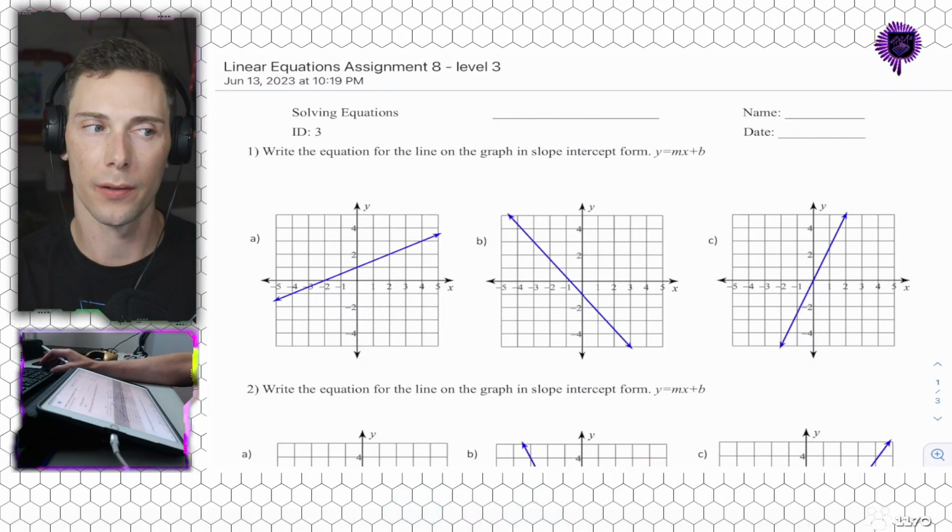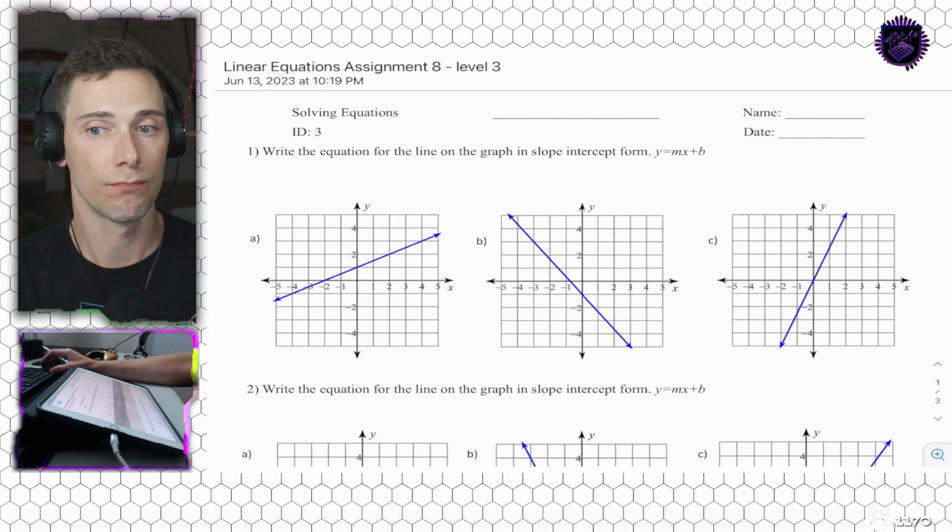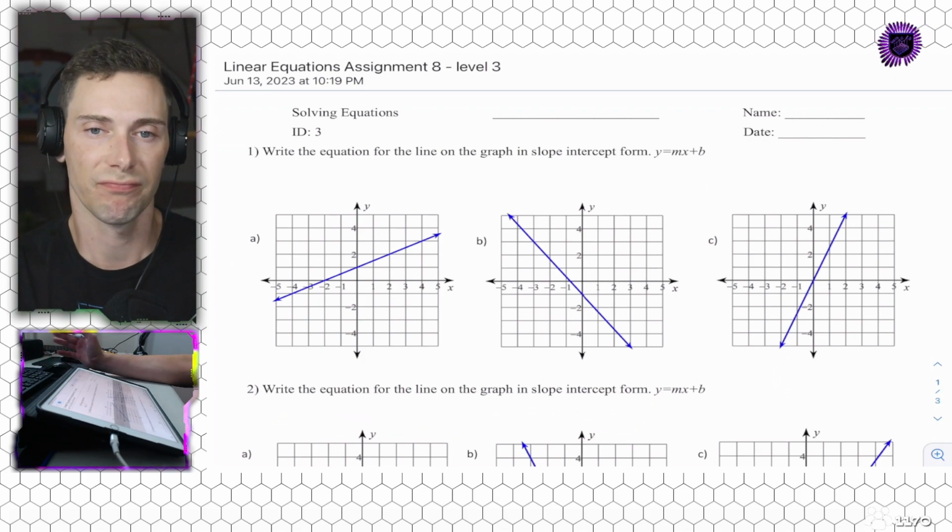We are on linear equations, assignment 8. It's going to be a quick one today. Some basic skills if you've been practicing. Let's math it up.